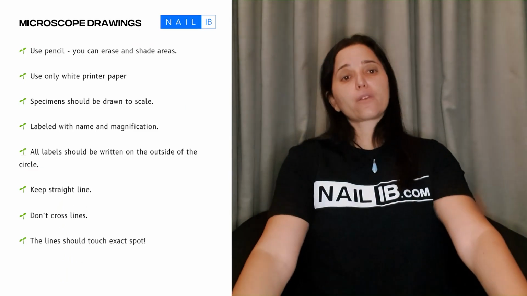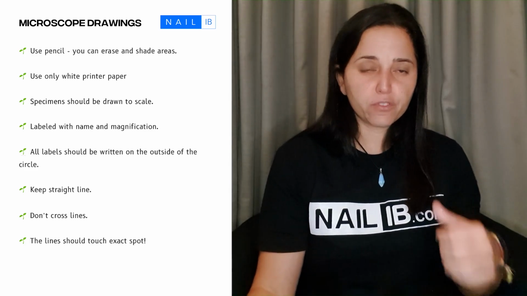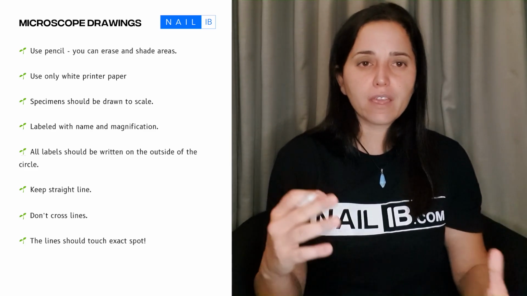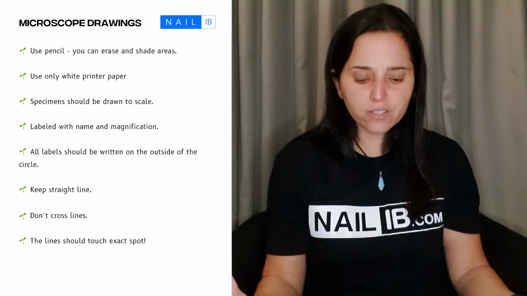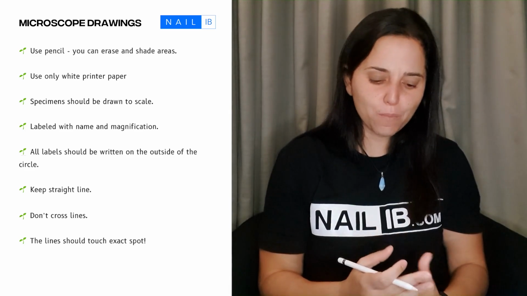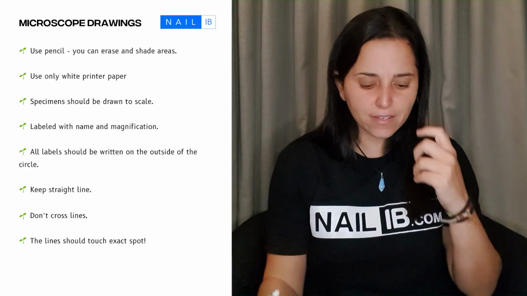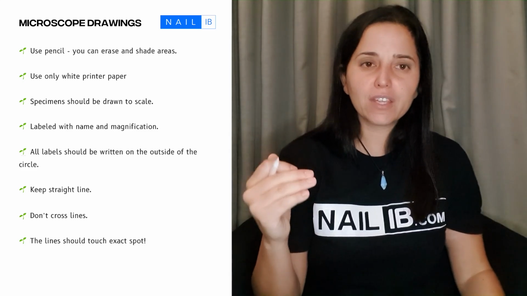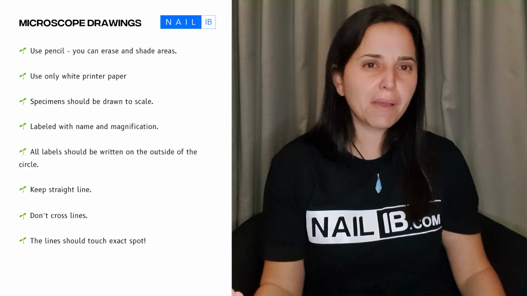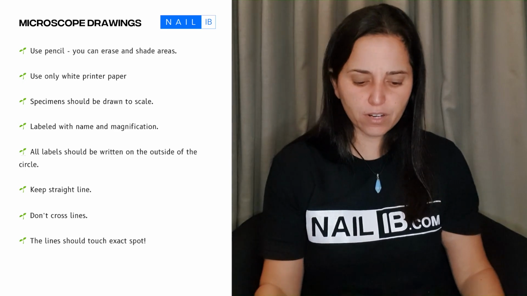So now let's talk about microscope drawings. We have to use a pencil so you can erase and shade and whatever it is you want to do. Make sure it's on white paper. Also make sure the specimens are drawn to scale, like what you see is what you draw. When you draw, label them, making sure you also tell exactly what kind of magnification you're using. I'm using the 40x, whatever it is.